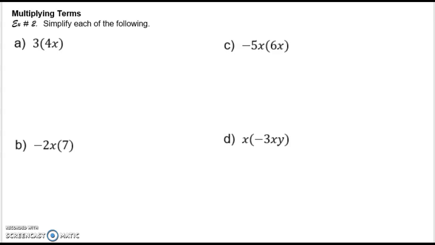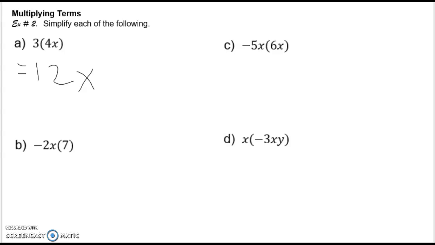So how we write that is, first off, you're going to multiply your numbers together. So that means 3 times 4. And we know 3 times 4 is 12. So we're going to have 12. And then what we're left with is x. There's no other x to multiply it by. So that means we just have 1x. So we leave it 1x. So 3 times 4x gives us 12x.